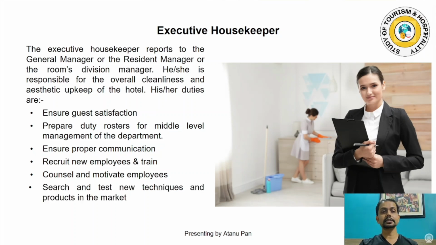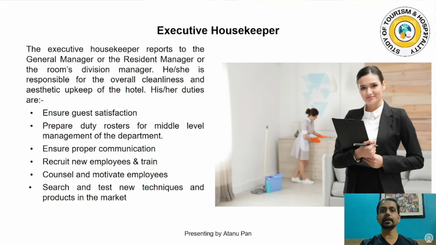Search and test new techniques and products in the market. So this is called upgradation. We cannot see nowadays, we are in an online mode. Five years ago we could not imagine that in online mode we would be learning different things. So this is called upgradation.